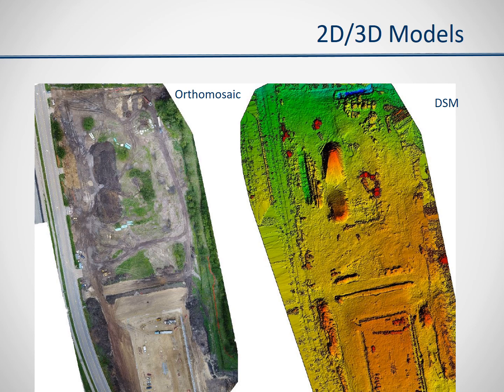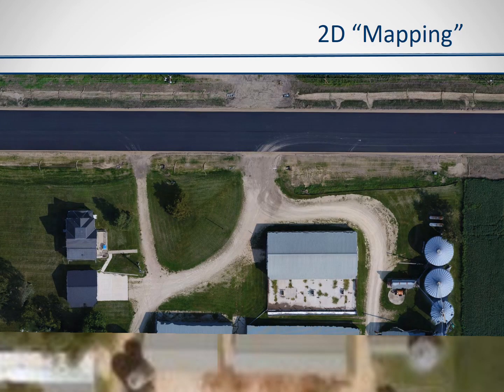So super simple. One of the most basic things we can do with the drones. Easy to fly, easy to process, and now I know where my water might pool or runoff might occur. Where do I need to put up my erosion control, etc. So a great way to get information about the site.